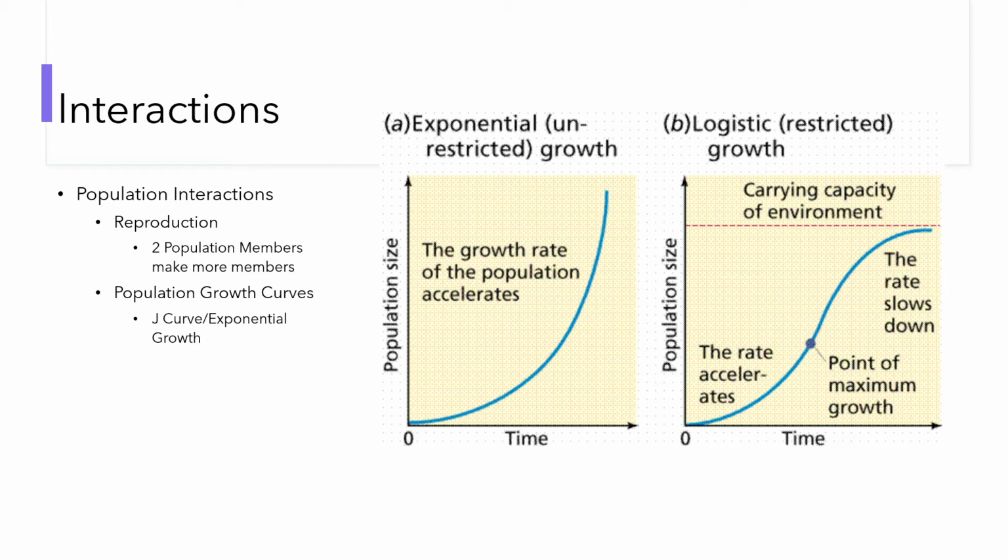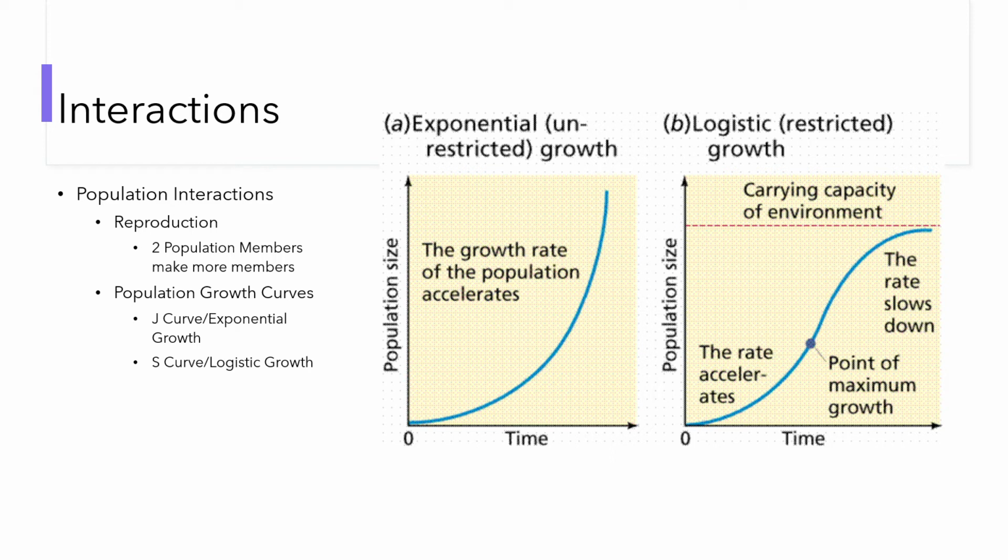The growth rate of the population accelerates, and it doesn't have any restrictions. It doesn't look like it's going to stop. If we continue that graph out, it would continue to go up at an exponential rate. It looks like a J, that's why we call it a J curve, the exponential growth curve. The other way we can look at it is the S curve, aptly named because the curve looks like an S. Yeah, science is kind of a mystery sometimes, I guess.